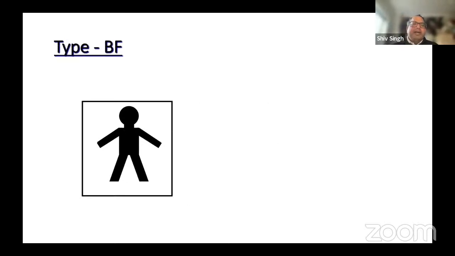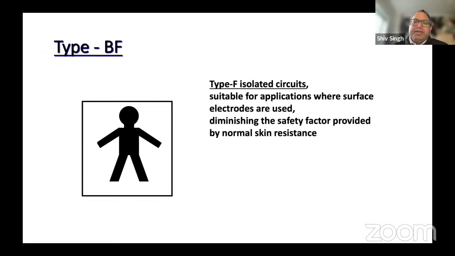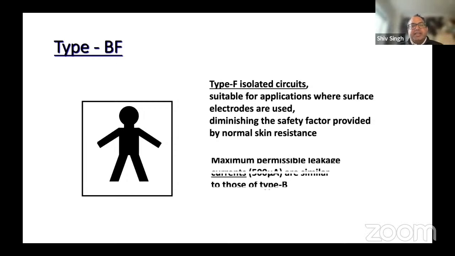But if they are coming into contact with the patient, they need to be type BF. So body with a floating circuit or isolated circuit. F is for floating or earth-free circuit. So these are suitable where surface electrodes are used. So they are coming in direct contact with the patient. And the only safety feature here is the normal skin resistance. So if they are dry, then it is.